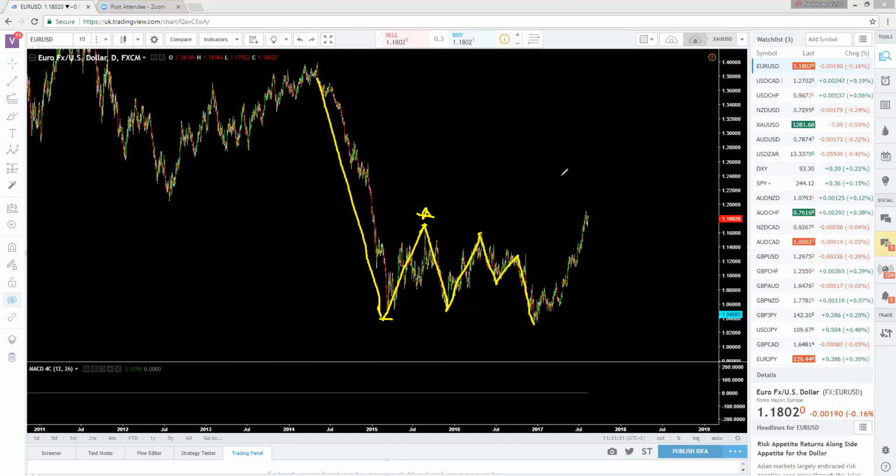So after that, let me label this one with a different color. This whole correction, I'm labeling it a W. And this whole correction, I'm labeling it an X. Okay, let's go back to the yellow degree again, because we're still identifying the correction in the yellow degree. But you see that this one has made that impulse. So this is why we were looking for a pullback here, in anticipation that it will do this pullback and then move up.